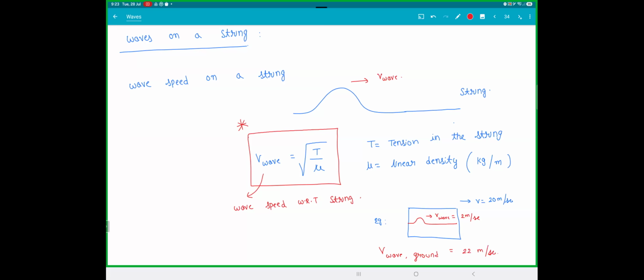So this formula gives you wave speed with respect to the string. It's like 2 plus 20. So if the string itself is moving, then your wave speed will be different. If you have the last thing that I showed you, right?